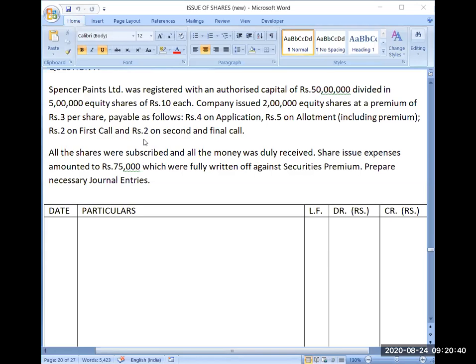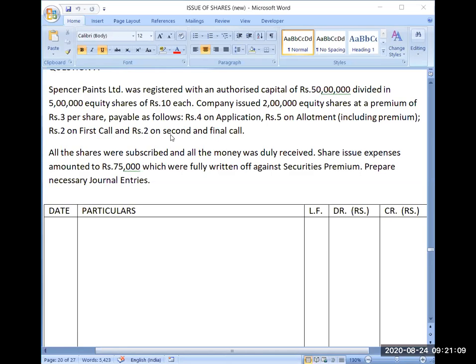And all the money was duly received. All the money was duly received means whatever amount is due, either the application amount, allotment amount, first call or second and final call, whichever amount is due from the shareholder, has been received as and when it was due. So there is nothing pending. No amount is in calls in arrear. Each and every amount has been received.